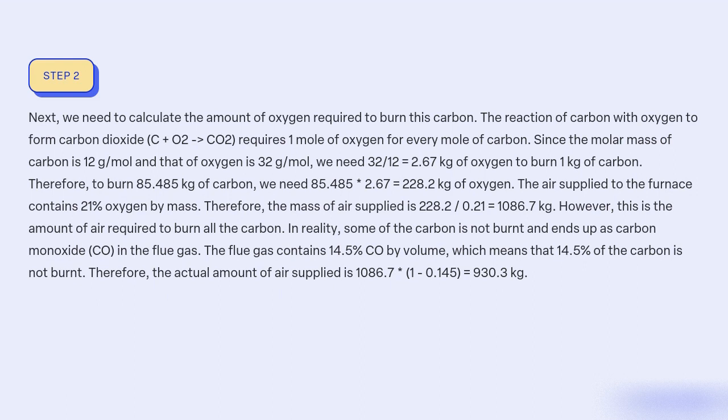The air supplied to the furnace contains 21% oxygen by mass. Therefore, the mass of air supplied is 228.2 * 0.21 equal to 1086.7 kg. However, this is the amount of air required to burn all the carbon. In reality, some of the carbon is not burnt and ends up as carbon monoxide, CO, in the flue gas. The flue gas contains 14.5% CO by volume, which means that 14.5% of the carbon is not burnt. Therefore, the actual amount of air supplied is 1086.7 * (1 - 0.145) equal to 930.3 kg.